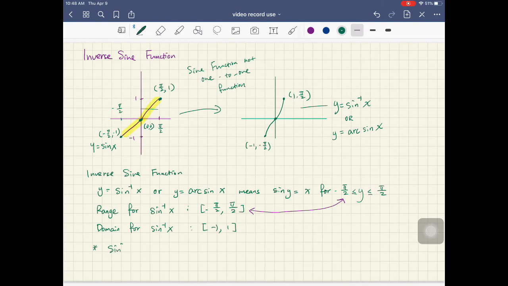The inverse function is an odd function, meaning sine inverse of negative x equals negative sine inverse of x.